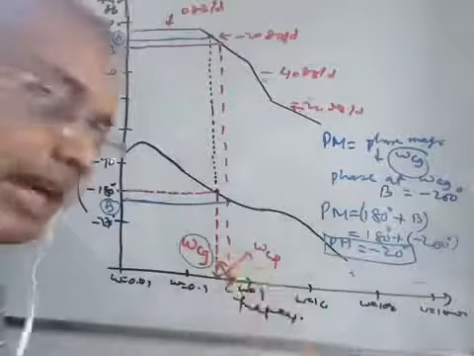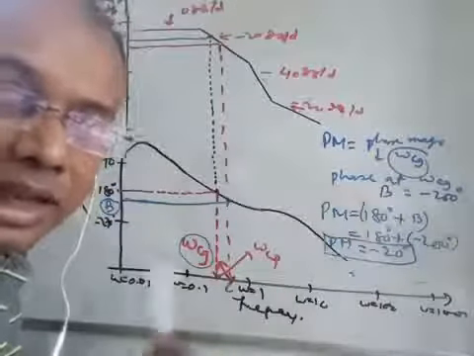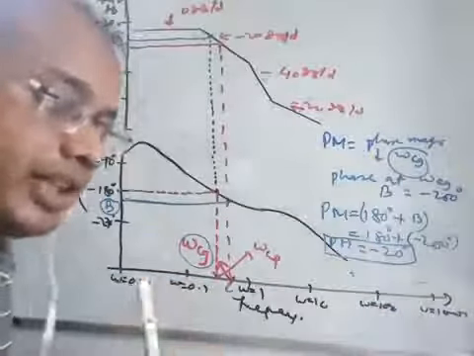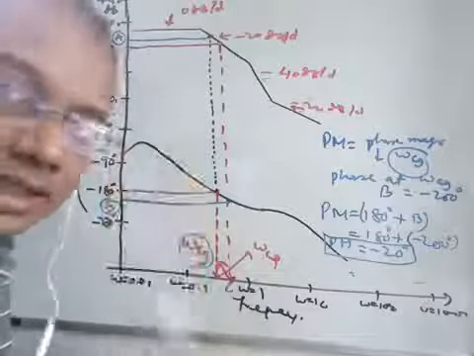That means what? Additional phase. How much phase can you add to the system? You can add minus 20 degrees to the system. So that much phase you can add such that the system is on the verge of stability, right? That is the concept of phase margin.